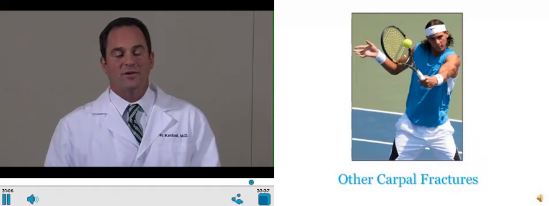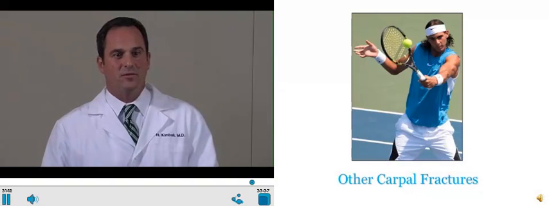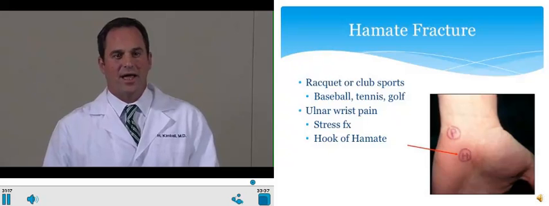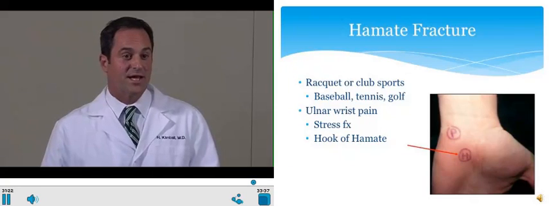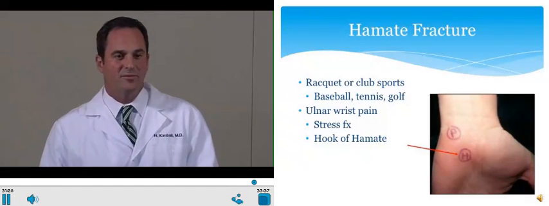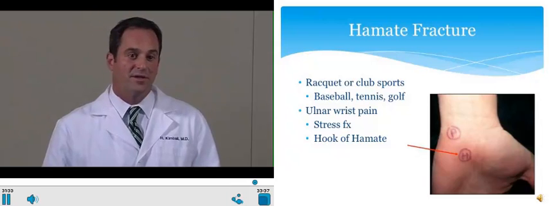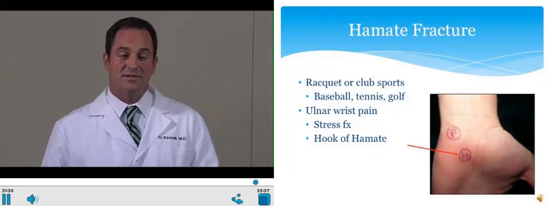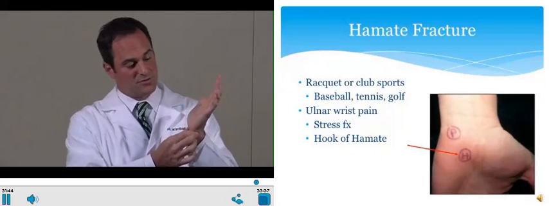So we'll wrap this talk up today by looking at a few of the other carpal fractures that happen, and we can take questions later. Lastly, we'll talk about the hamate fracture, which can occur in racket sports, baseball or tennis. It's a common source of undiagnosed wrist pain, most likely a stress fracture. The image here shows the P listed as the pisiform, and that's the bone that's in the FCU tendon at your wrist, ulnar side.